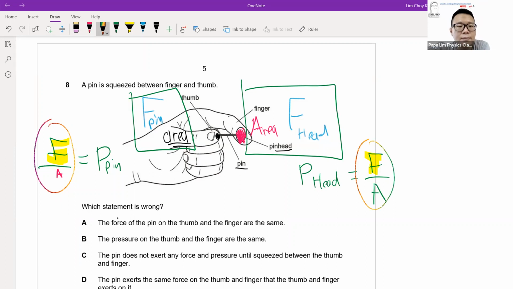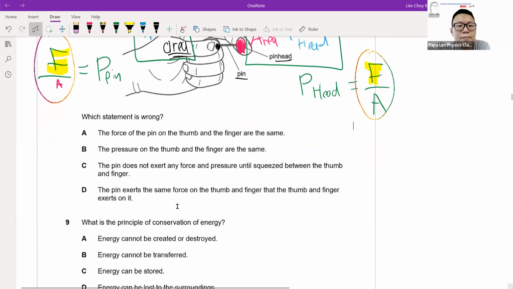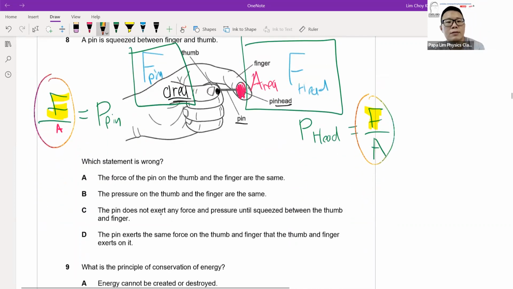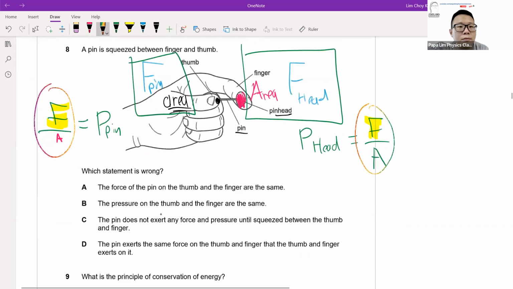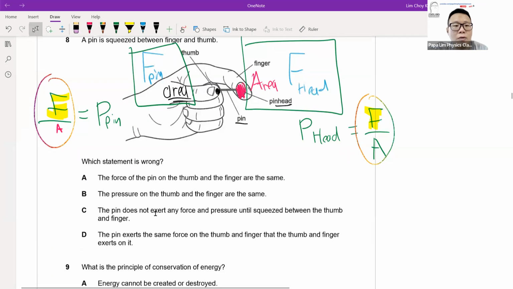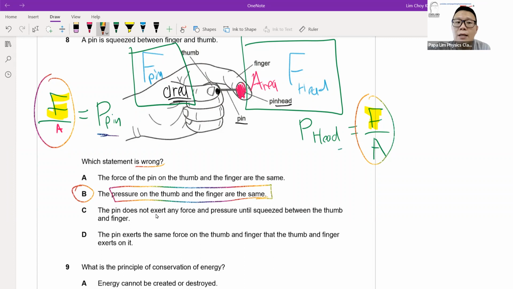That's why the pressure at both sides will be... what did I mention? Give me a minute. Which statement is wrong? The statement that is wrong would definitely be B. Because the pressure at the pin is larger and the pressure at the head is smaller, the pressure at both sides would never be the same. So that's why the answer I choose is B. Pressure at the thumb and the finger is the same? They are not the same, because the area is different. So that's why the pressure will be different.